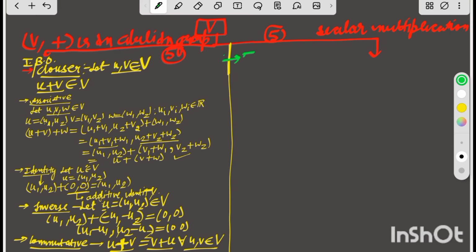First property is the external binary operation. It is satisfied, as we have already seen that if we multiply a real number with an element of V, we get an element of the set V. Second: let A and B be two elements of the field. The field is the set of real numbers, and V is the vector.